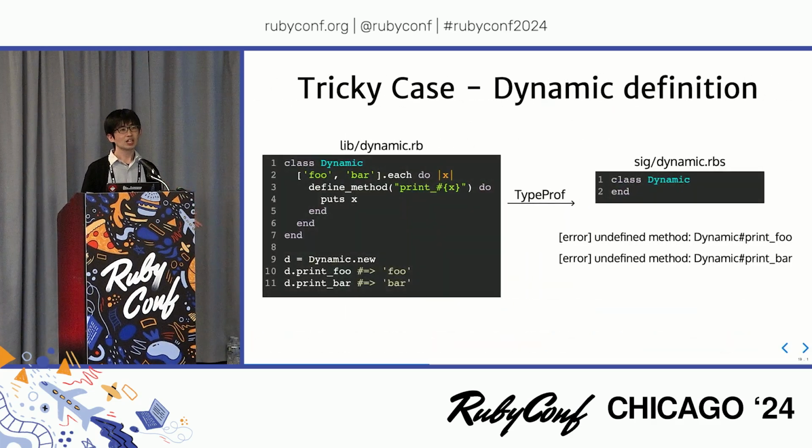As another example, static analysis, including data flow analysis, is not good at dynamic definitions. This code uses define_method to define print_foo and print_bar. Static analysis only loads the class structure without running code, so define_method is not executed. As a result, the methods print_foo and print_bar are not recognized and inference fails. Since Ruby has many dynamic elements, this will be a major challenge.